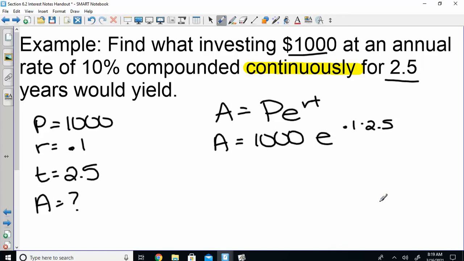So again, we're just putting all this in our calculator at once. 1,000, to get the E, you have to hit the second and that natural log button. If anybody can't find that, let me know. It's the third button up on the left.